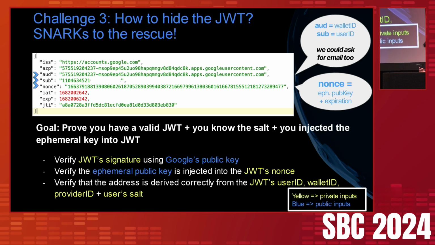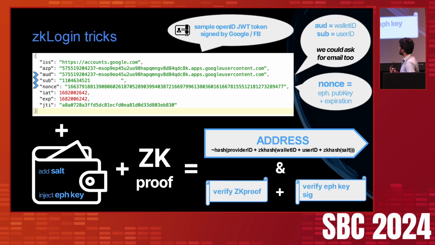And so here we use the magic box of snarks, and we prove that you have a valid JWT, and you know the salt that derives to an on-chain address. I've briefly listed out the somewhat precise actions that we implement in the snark circuit. So the snark will have to check the signature on the JWT. It will have to check that the nonce has the ephemeral public key, and it will have to check that the address derivation was done appropriately. So I'll talk a little bit more about the snark operations a little later.